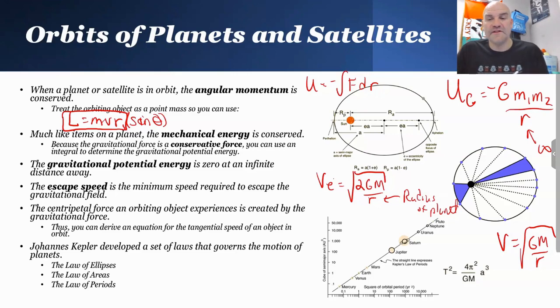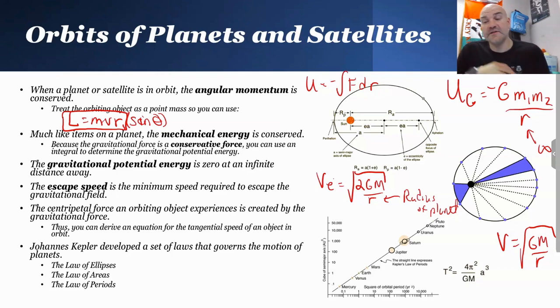The law of ellipses essentially states that all the objects that orbit the sun, or the central object, do so in an ellipse with the central object at one focus. That means the Earth is closer to the sun at some points in time, and further away from the sun at other points in time.